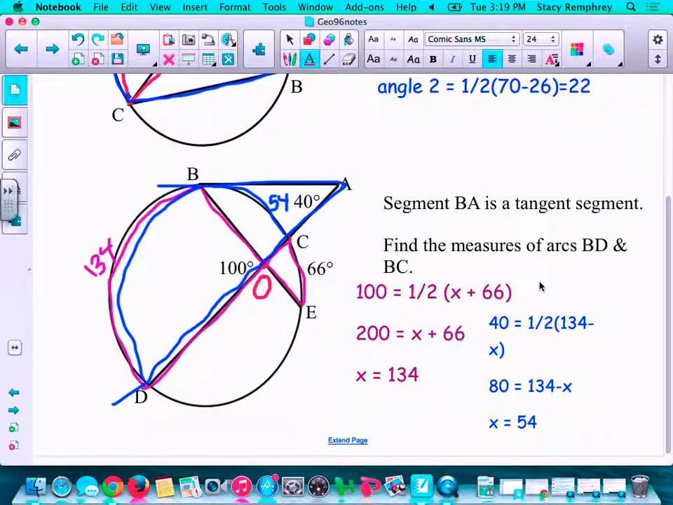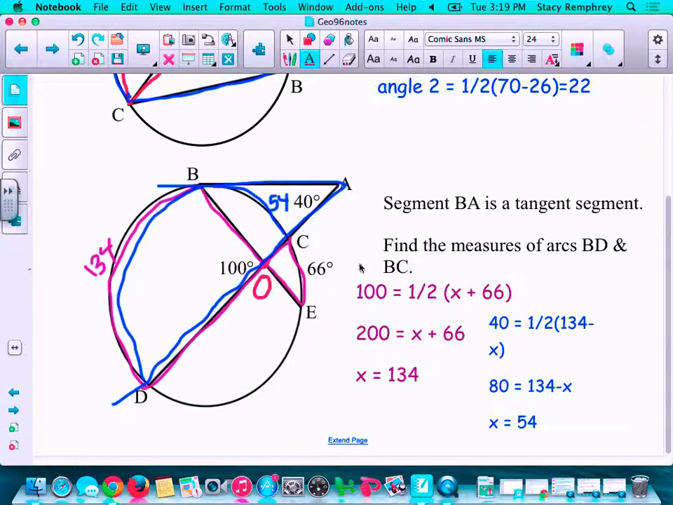In this one, information changed a little bit. I started with the purple, and I said, well, I know 100 is equal to half the sum of the intercepted arcs. At that point, I did not know what BD was, so I called that X in the purple, plus 66. I solved that equation and found that that was equal to 134, and I labeled that here.